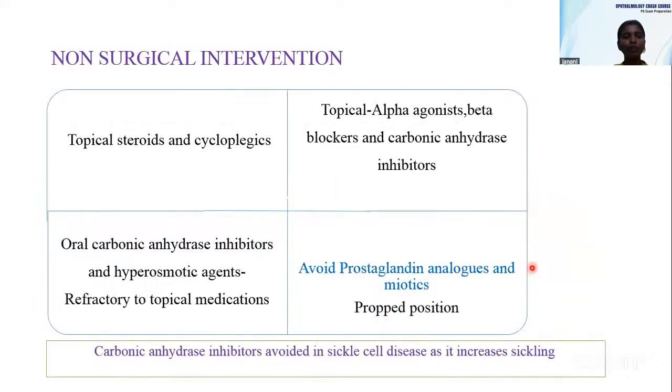And the management options would be topical steroids and cycloplegics. For managing the intraocular pressure, you can give alpha-agonists, beta blockers, and carbonic anhydrase inhibitors, which reduce the aqueous production. And when the IOP is refractory to topical medications, then you can give the patients oral carbonic anhydrase inhibitors and also hyperosmotic agents. You should avoid prostaglandin analogs and miotics in the initial inflammatory stages. And you should give the patient a propped up posture. Carbonic anhydrase inhibitors should be avoided in sickle cell disease as they cause acidosis, which can accelerate the sickling.